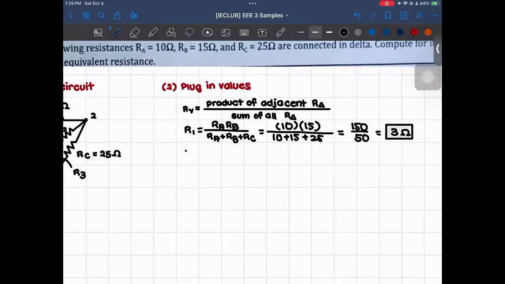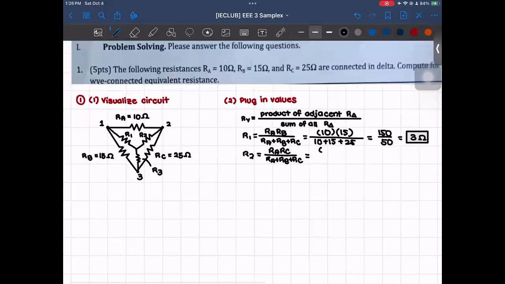And then for R2, that would be RA times RC all over RA plus RB plus RC. For that, RA times RC is just 10 times 25. Then we already found the sum of all of the resistors connected in delta, and that's 50. So that's 250 over 50, which is equal to 5 ohms.